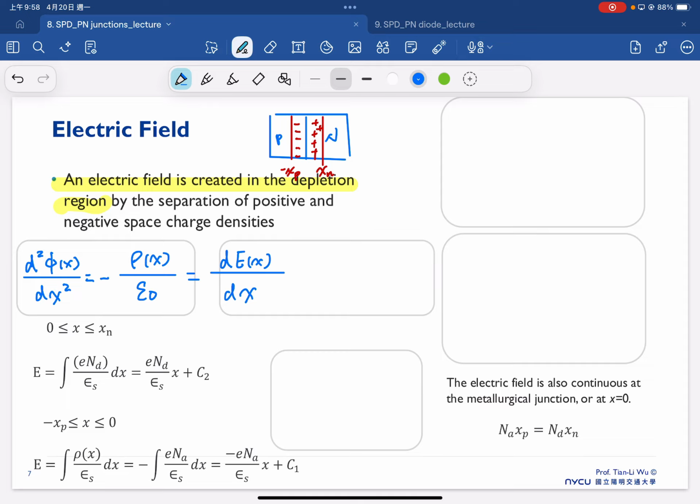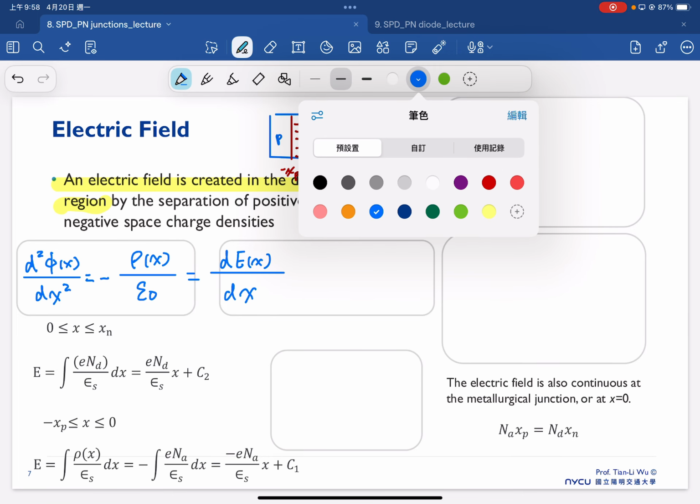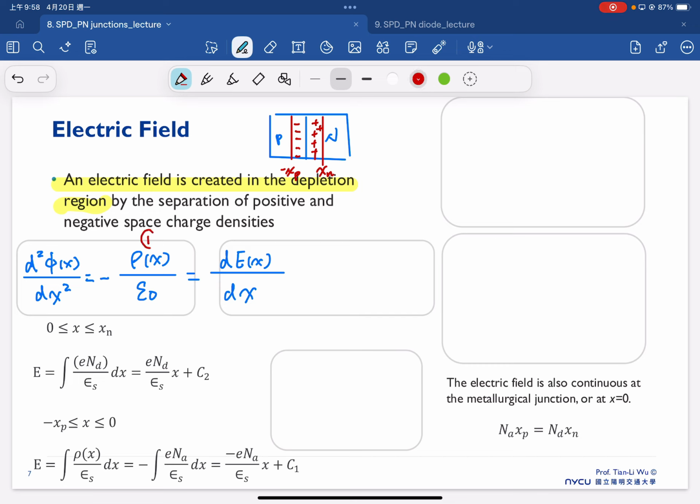So based on this equation, as long as we have the charge distribution, we are able to estimate the electric field. So the first step is that if we can have rho x, which is the charge distribution inside this x space, we are able to integrate, and therefore we can have the electric field distribution inside the space charge region. Once we have this electric field distribution inside the space charge region, we do the integration again.